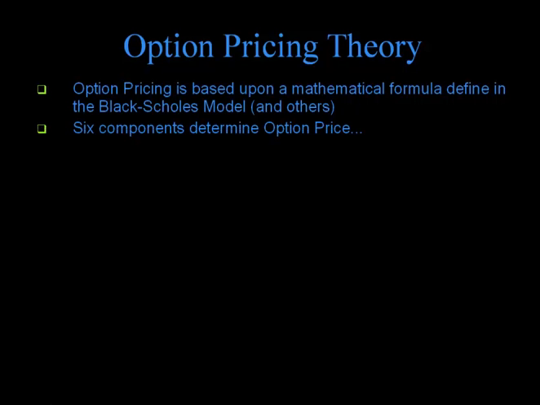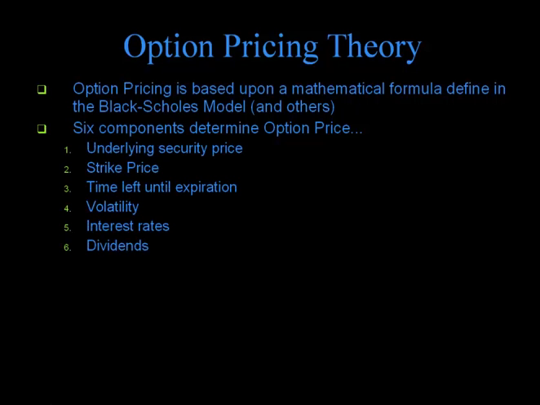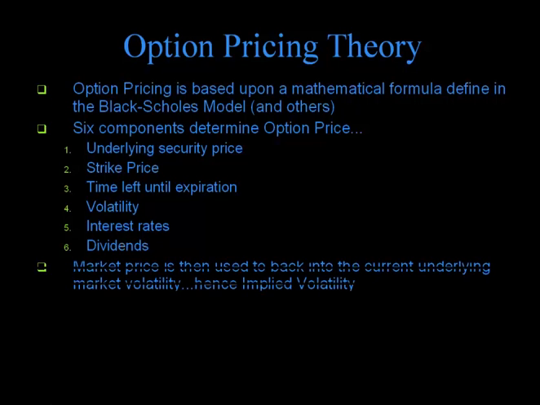There are 6 components that go into an option price. The underlying security, of course, is probably the primary driver of the option price, along with strike price, time left until expiration, volatility, interest rates, and dividends. We're going to talk about these. The market price is then used to back into the current underlying market volatility. Hence, it's called implied volatility.